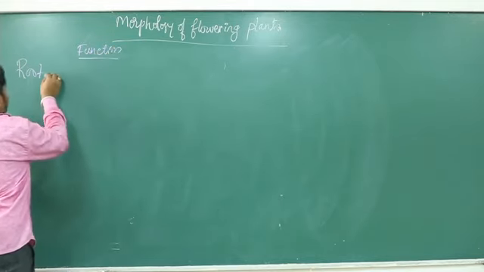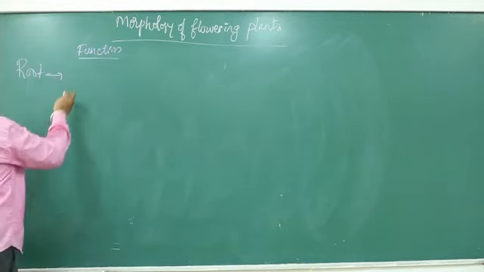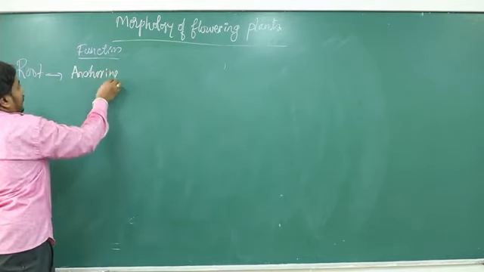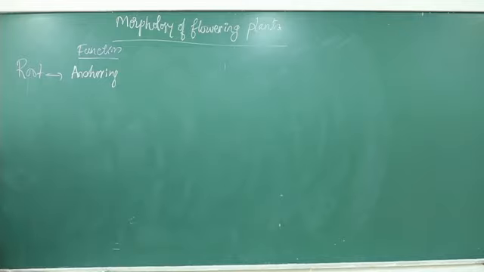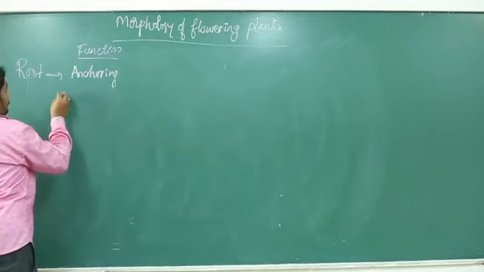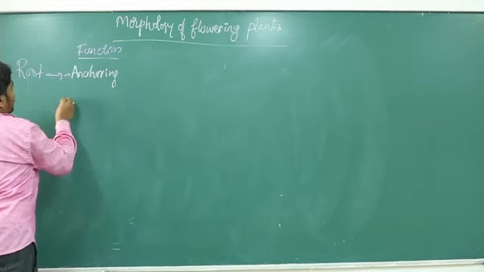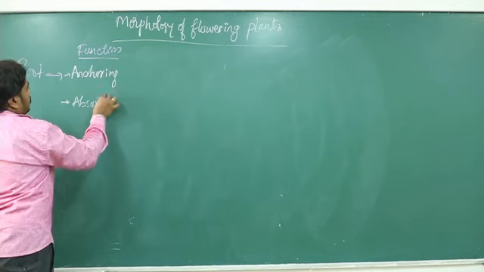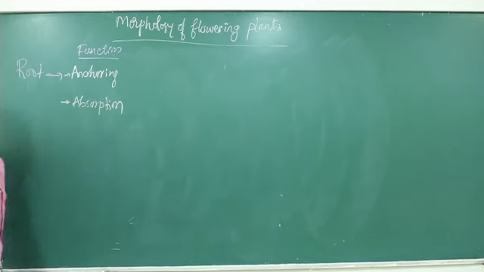So what functions does it have? The main function of the root is anchoring. Anchoring helps to hold the stem and the plant firmly in the soil. Anchoring is the main function. Apart from that, it also helps in absorption of water and minerals.